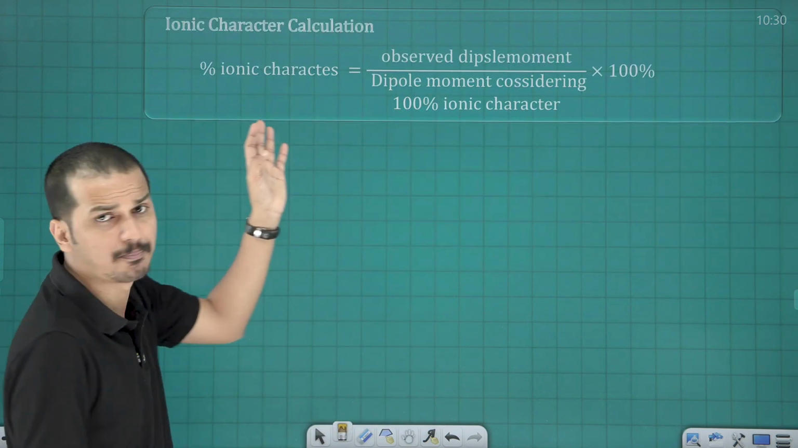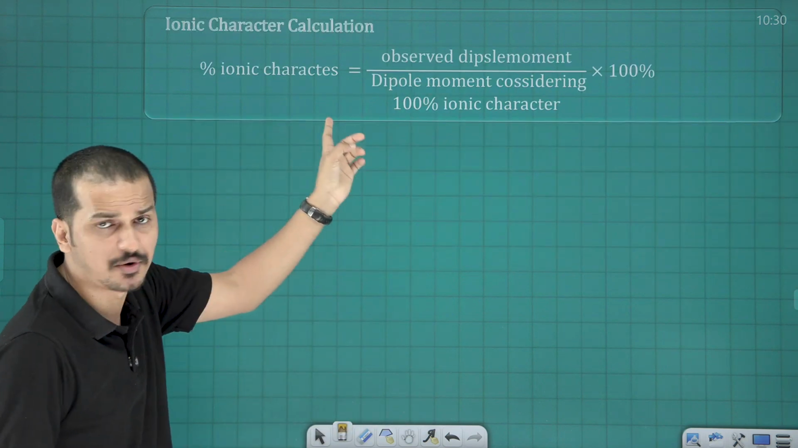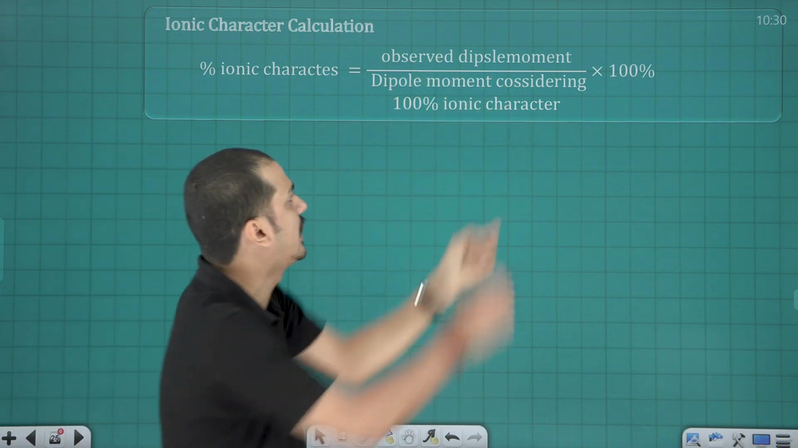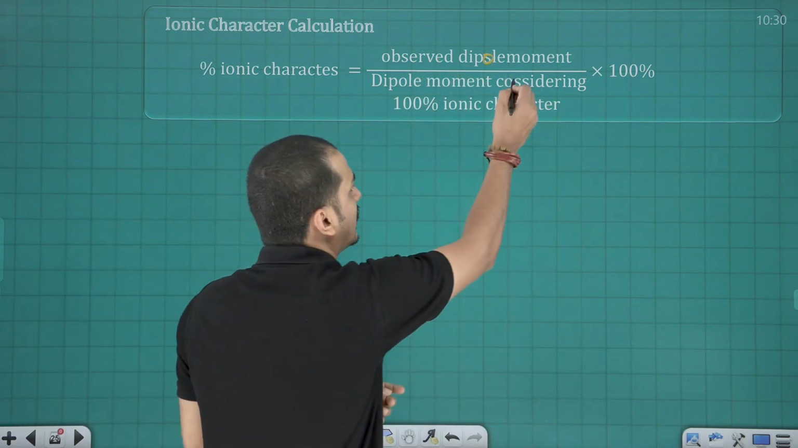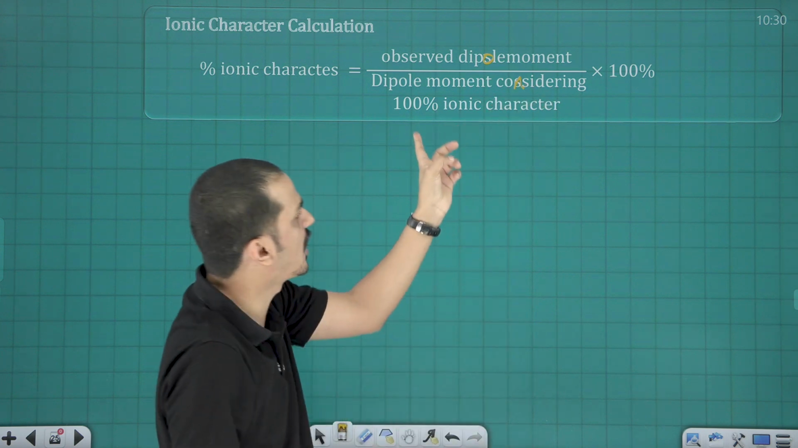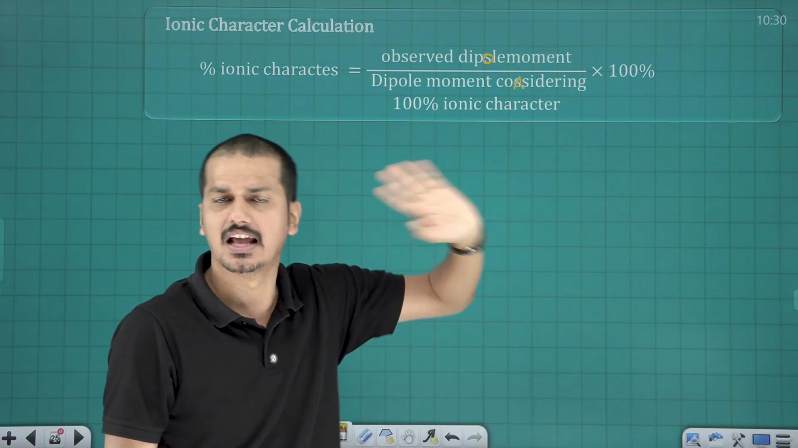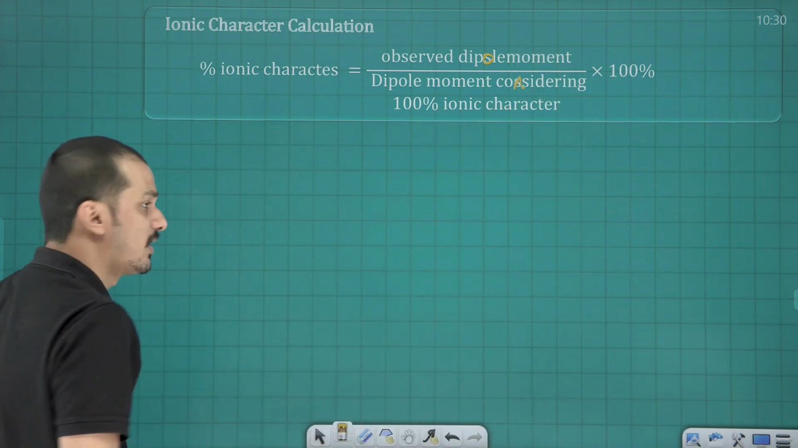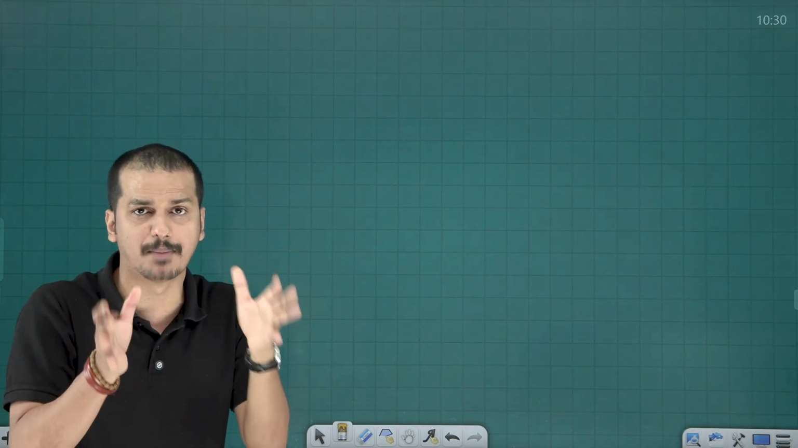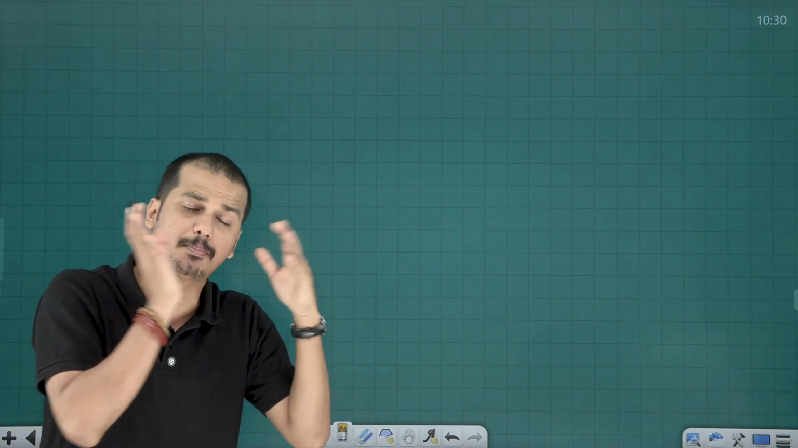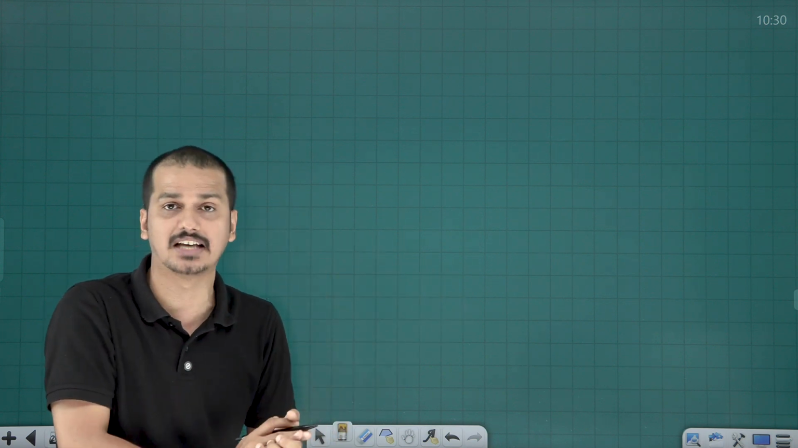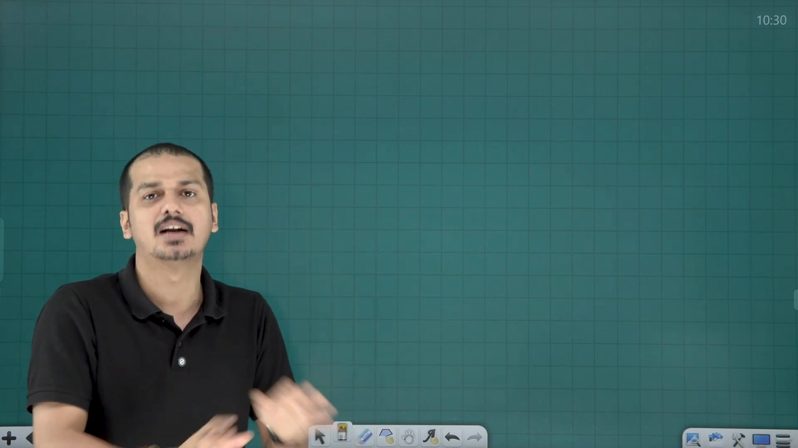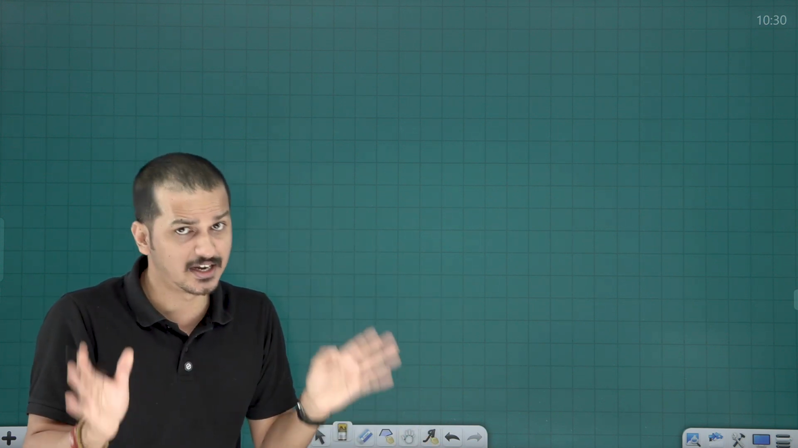If you know the dipole moment, you can find the percentage ionic character, which is equal to the observed dipole moment divided by the dipole moment considering 100% ionic character, into 100. Like that, related questions will be there. As well as they will ask about the dipole moment, whether the molecule has polarity or not, like that. If the molecule has symmetry, dipole moment will be 0. That idea you have to keep in mind.